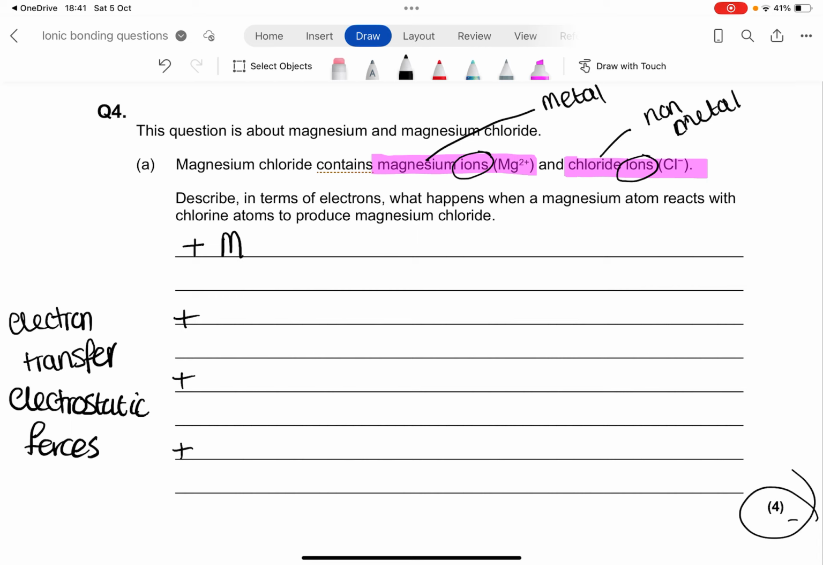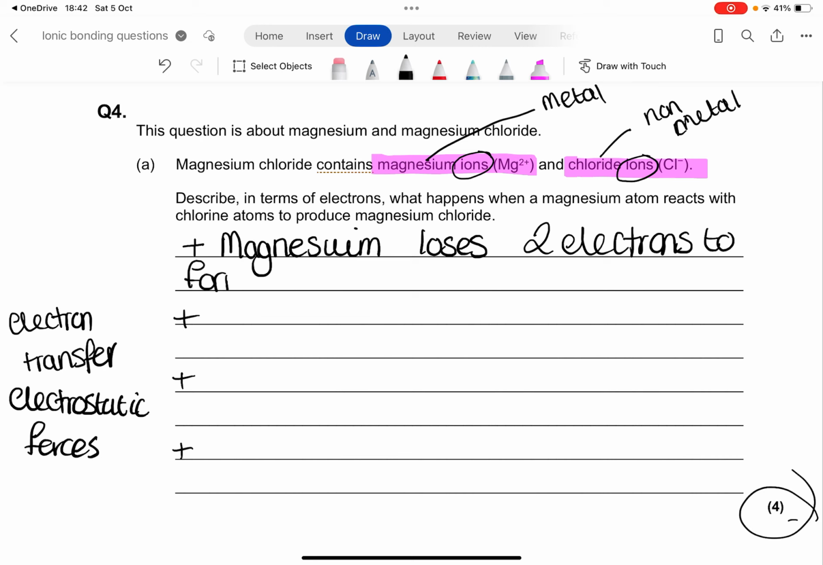So I know that all metals lose their electrons to form positive ions. So I'm going to say magnesium loses. If I look at my periodic table, I can see that magnesium is in group 2. So it's going to lose 2 of its electrons to form a 2+ ion. If magnesium is a metal and it loses 2 of its electrons, we can see here that it says it's got a 2+ ion, which is fantastic. That's what we've got. The chlorine has got a 1- ion, so that means it's the non-metal.